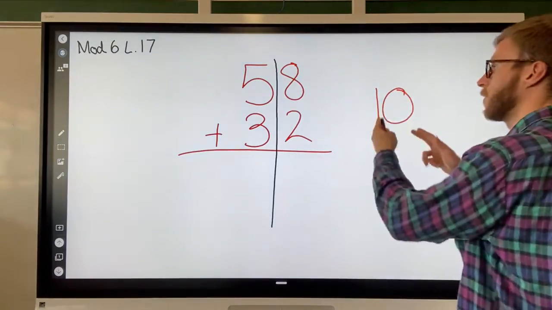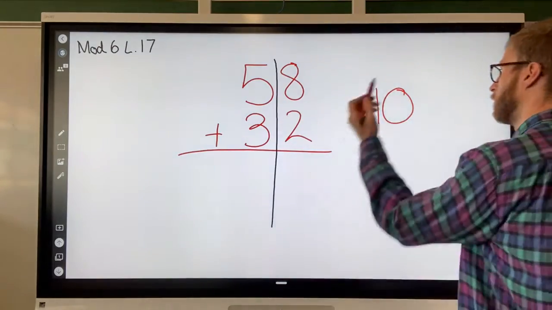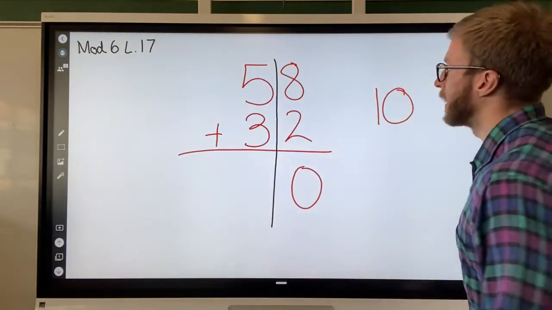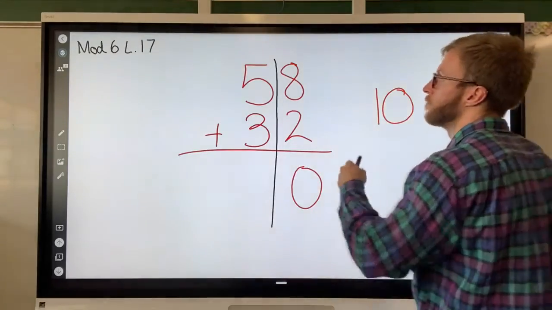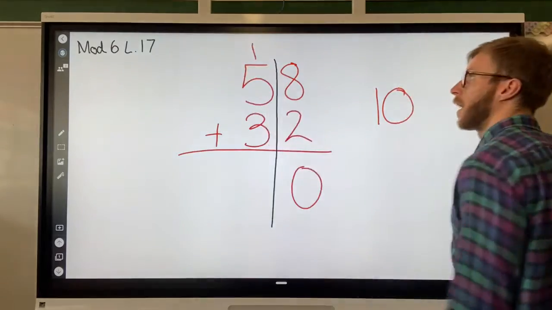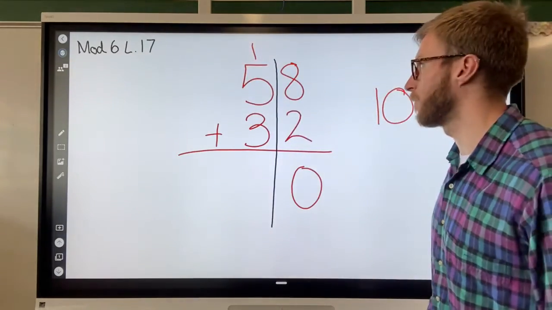All right, so we have the number 10. I'm going to look at the number 10. However many ones there are, I write that number in the ones place. Boom, there's 0 ones. I'm going to write 0. Now I need to take this 10 and move it over onto the 10 side, and there's only one of them, so I write 1 ten. Okay, we carry it over to the tens place side.